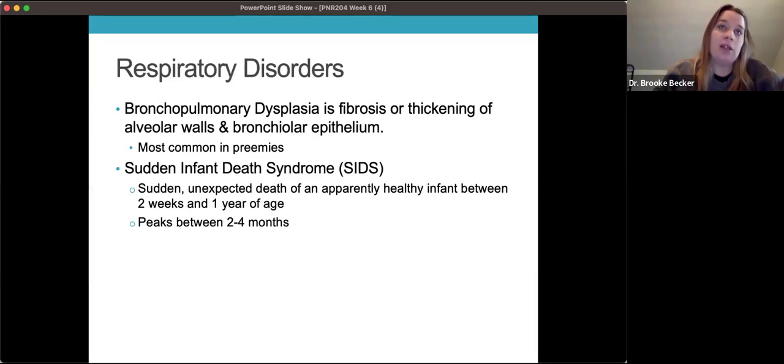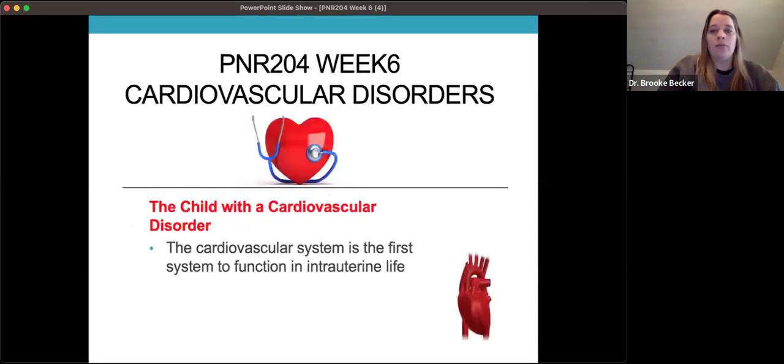Co-sleeping, so sleeping with parents, and things being in the crib, so them having stuffed animals or those bumper rails. I think most of us know not to put a bunch of stuff in babies' cribs, but those things can all still be risky. And putting that baby on their back to sleep helps decrease the risk. Okay, kind of flew through the respiratory stuff, but any questions before we start cardiac?